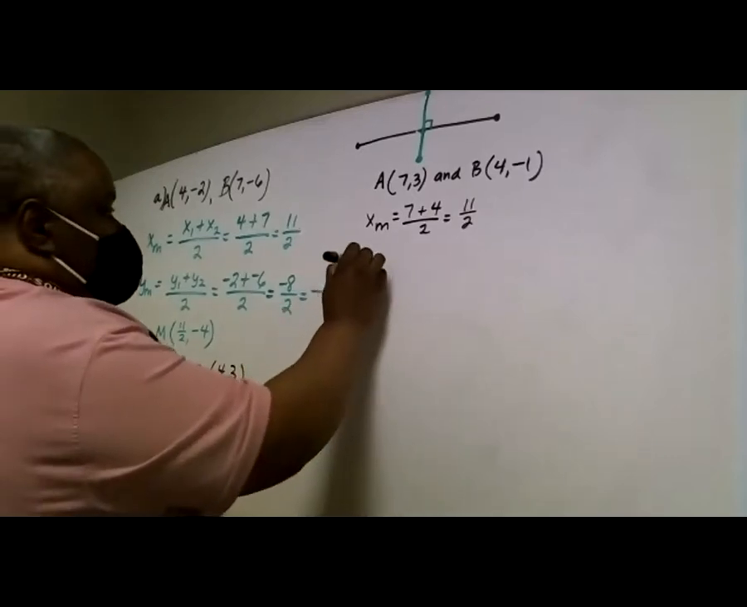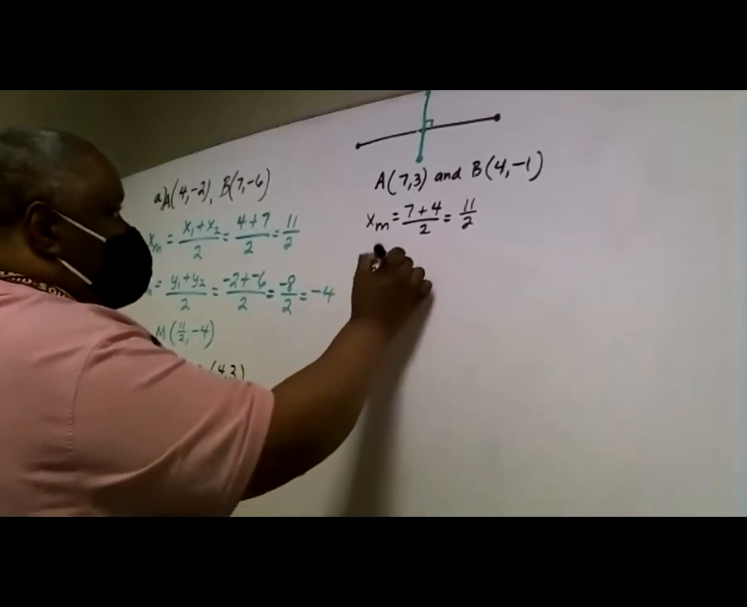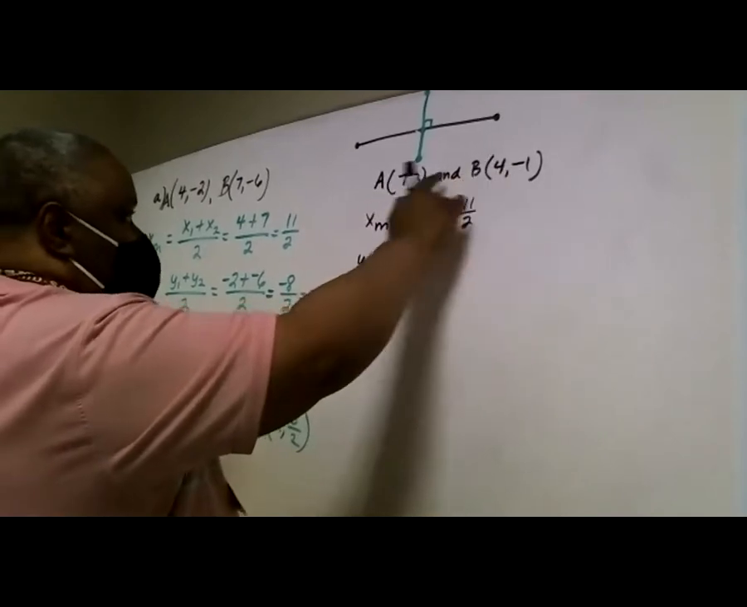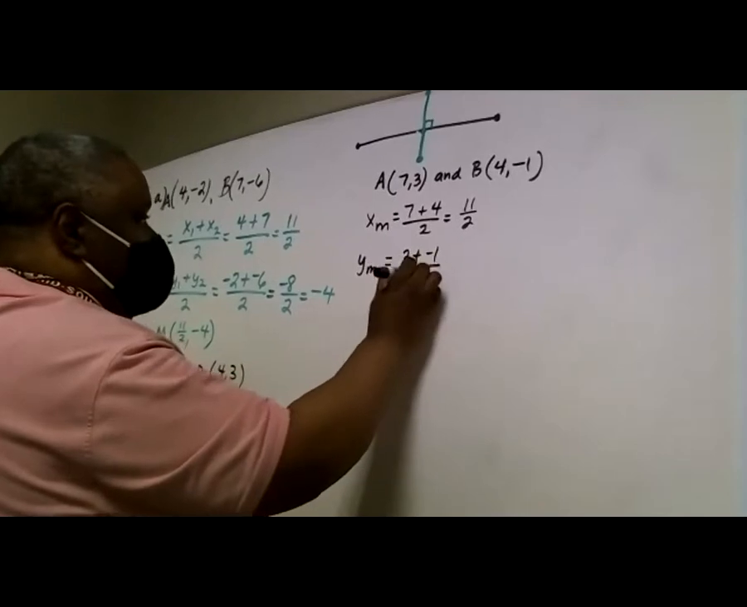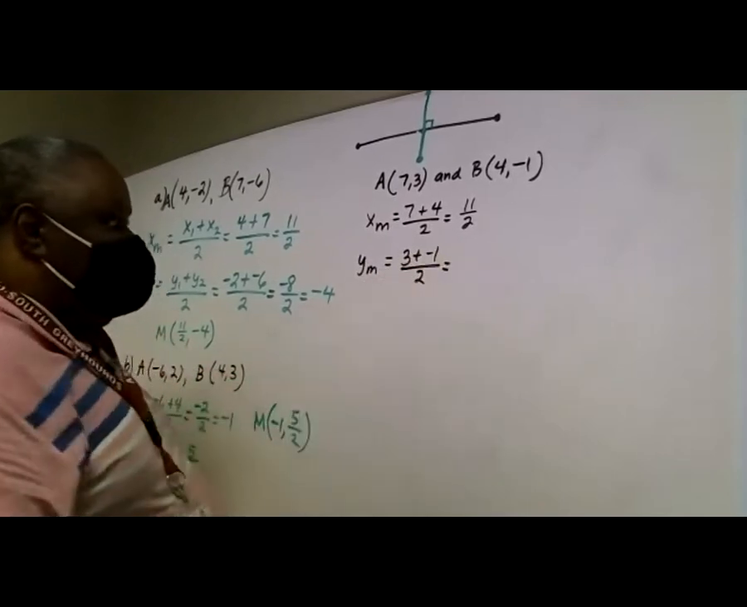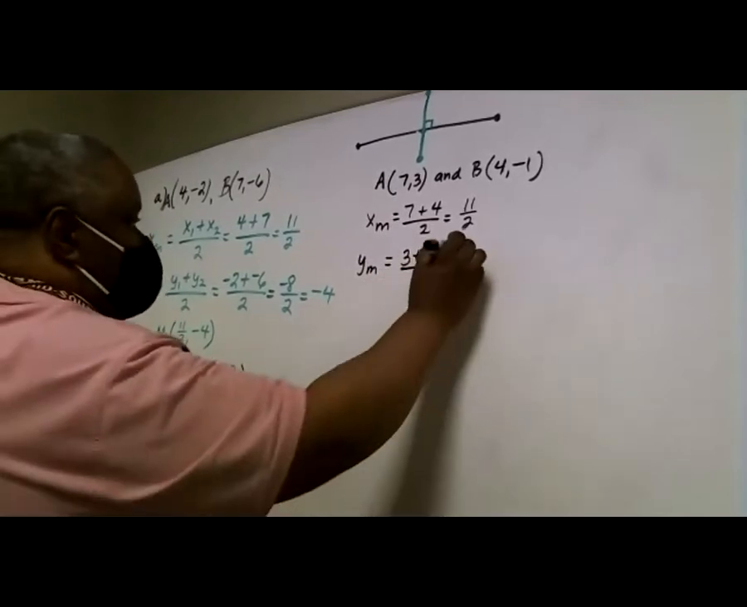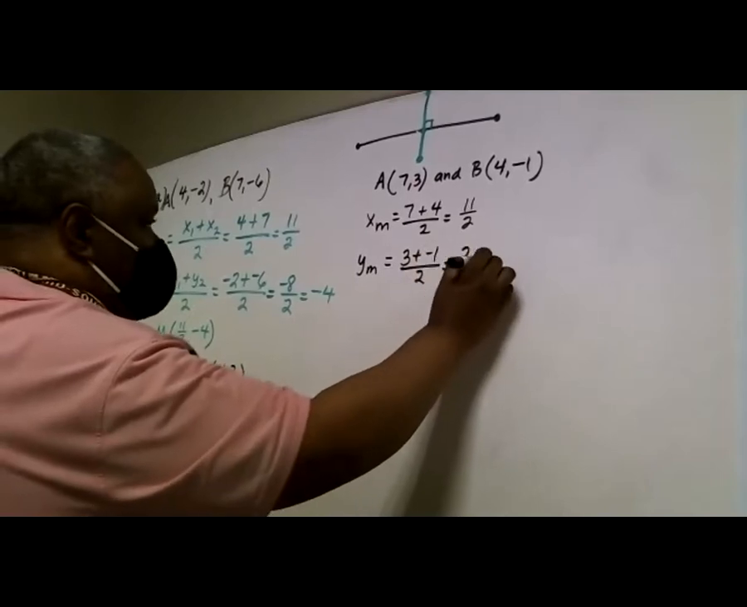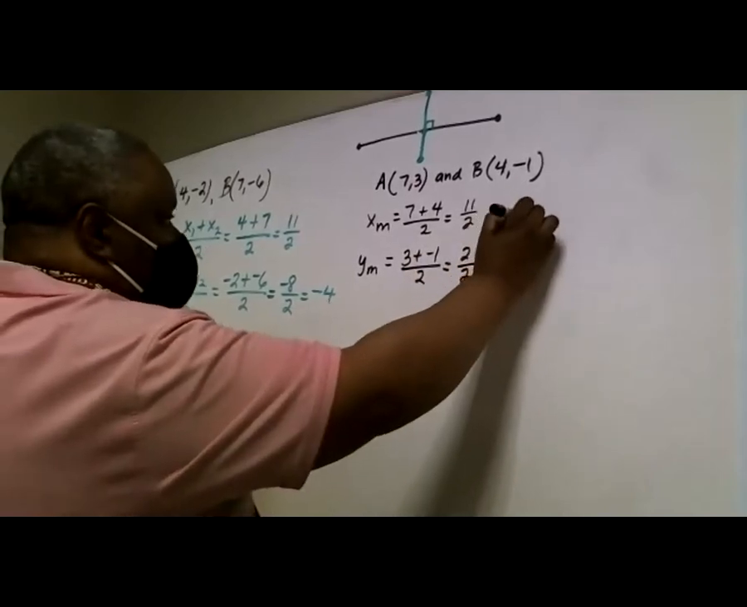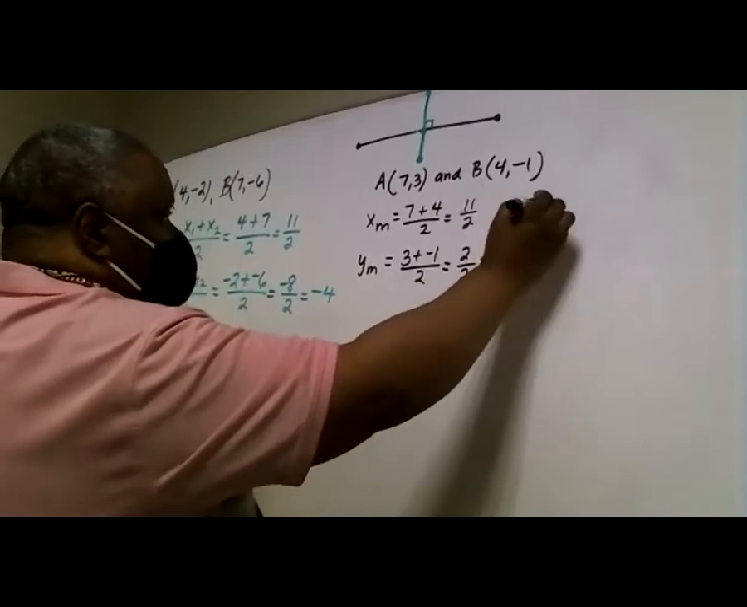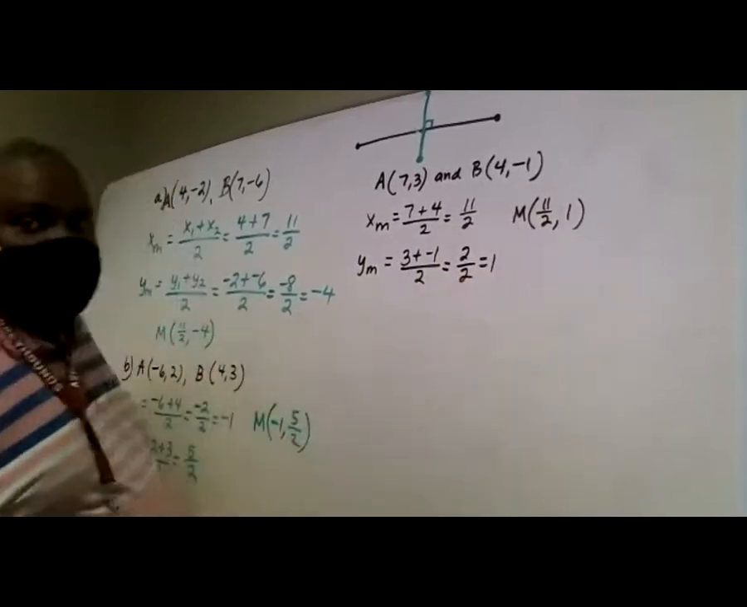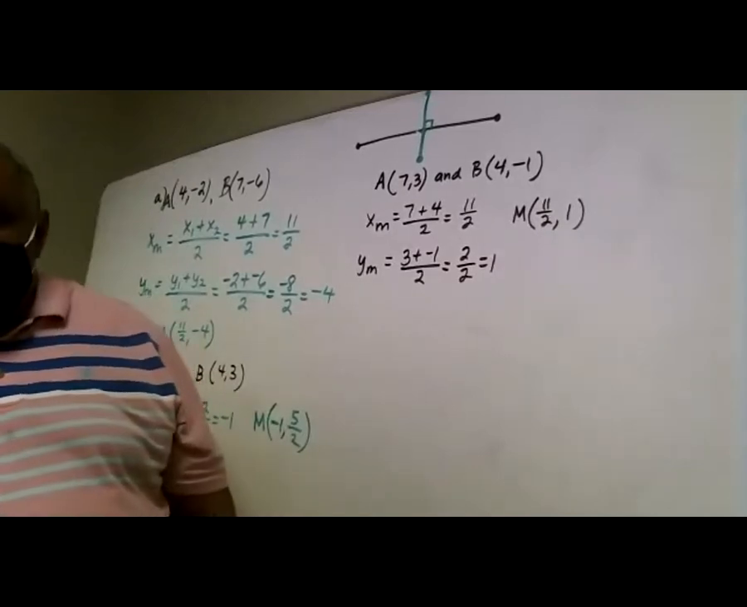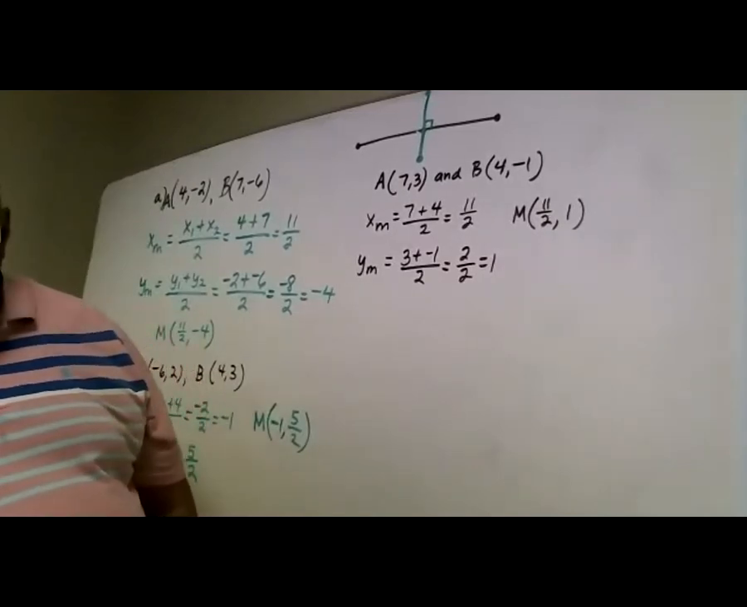And then y sub m, that's the y-coordinate of the midpoint, y1 plus y2 divided by 2. 3 plus -1 is 2, and 2 divided by 2 is 1. So our midpoint is (11/2, 1). That's the midpoint.